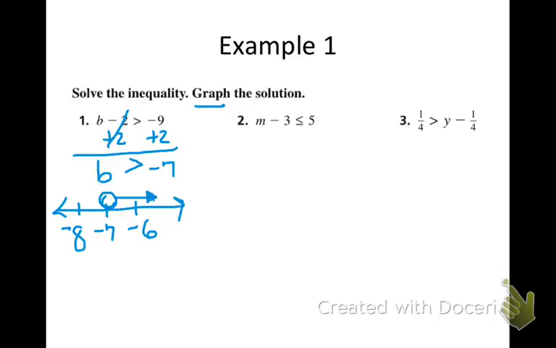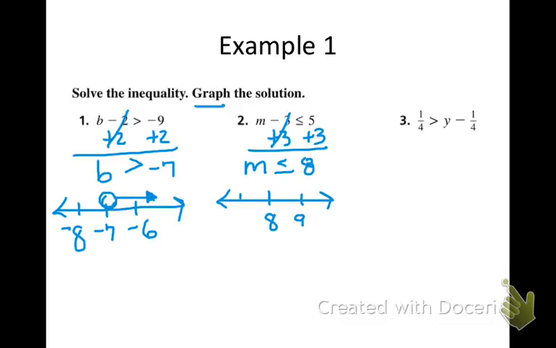For 2, m minus 3 is less than or equal to 5, so we want to undo subtraction with addition on both sides. So m will be less than or equal to 8. And in this case it's a closed circle. Less than or equal to would point to the left.